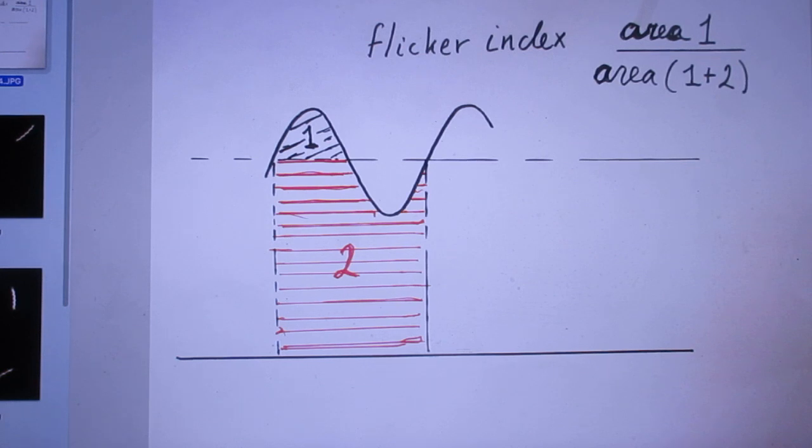This flicker index for incandescent lights is about 0.02. In other words, if you multiply this by 100, it would be 2%.